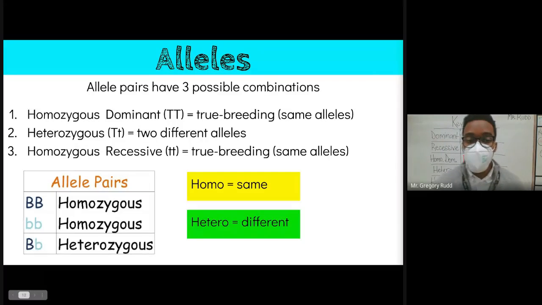All right. So we can see now our 3 possible combinations. I promise you, there are no others. We will not be talking about others in this class. These are the 3 combinations we need to know: homozygous dominant, heterozygous, and homozygous recessive. Any questions about anything so far?